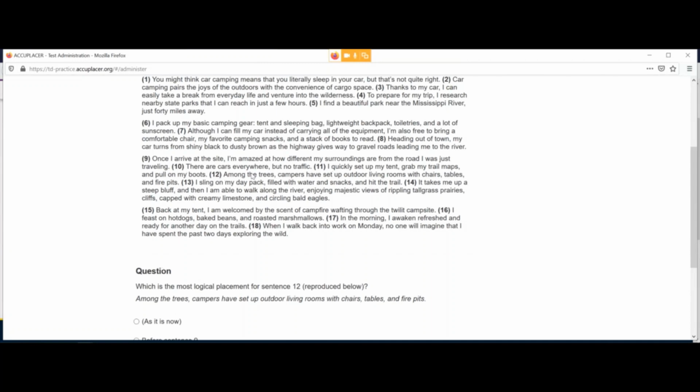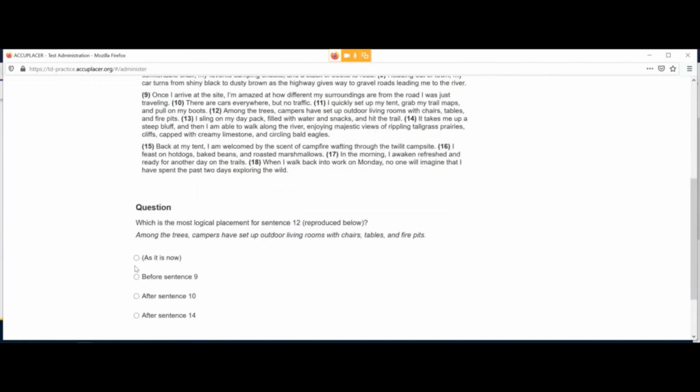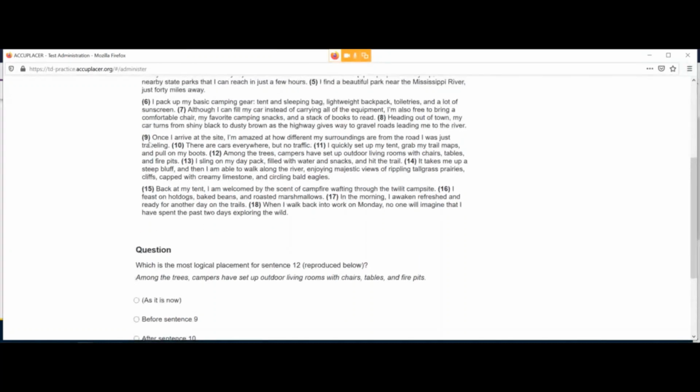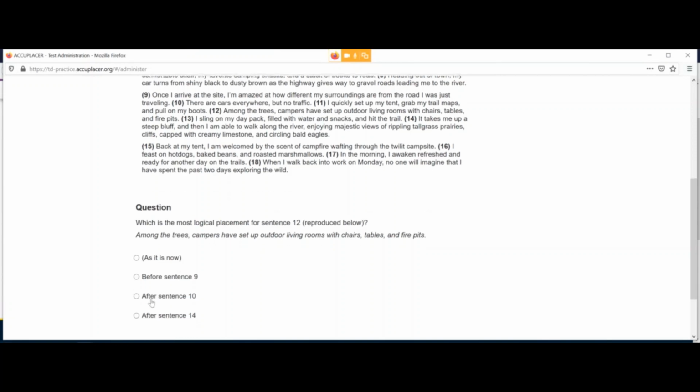So which of these options provides a choice for you to move that sentence number 12 after sentence number 10? As it is now, wouldn't work. Before sentence 9, well, you certainly wouldn't put it before sentence 9 because sentence number 9 begins that paragraph with arrival at the site. So you certainly wouldn't talk about the description of the site before you arrive there. And then after sentence 10, here we go. There are cars everywhere, but no traffic. So that looks like a possibility.